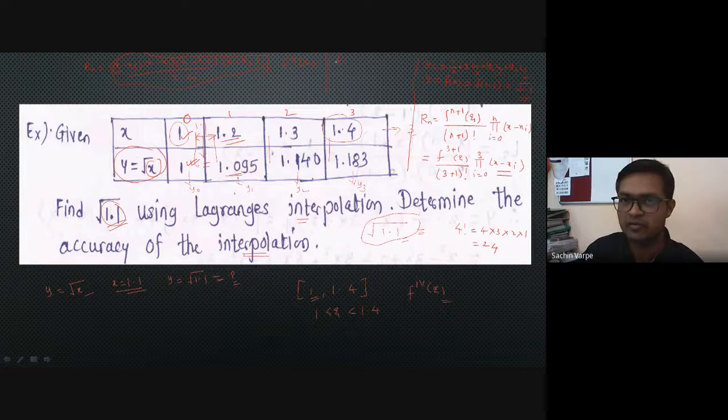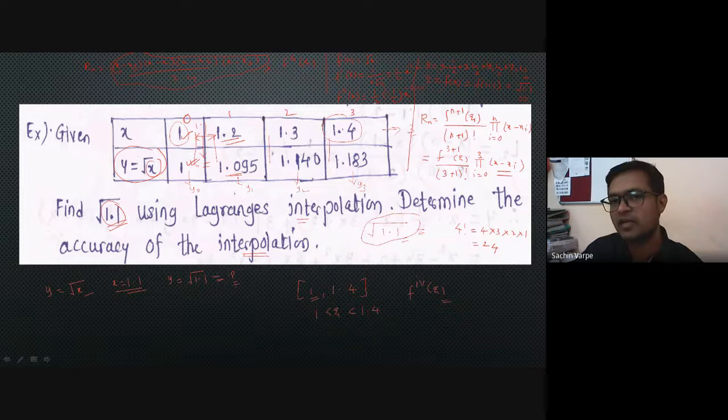So we are given f of x is root x. So what is the derivative of f? What is the derivative of root x? 1 upon 2 root x. That means 1 upon 2 into x raised to minus half, right? Then f double dash is what? Half into, what is the derivative of x raised to minus half? It is minus half into x raised to minus half minus 1. So how much is it? Minus half minus 1 is minus 3 by 2, no?